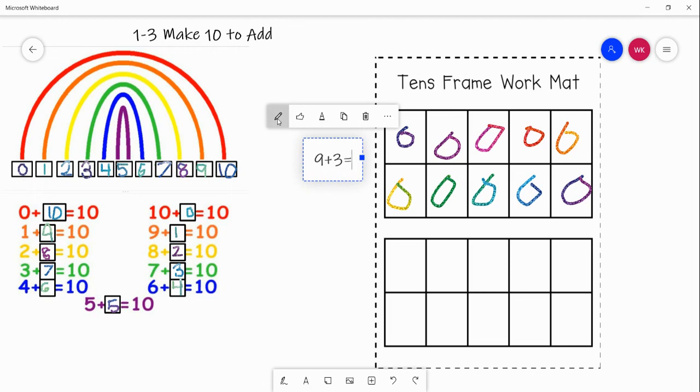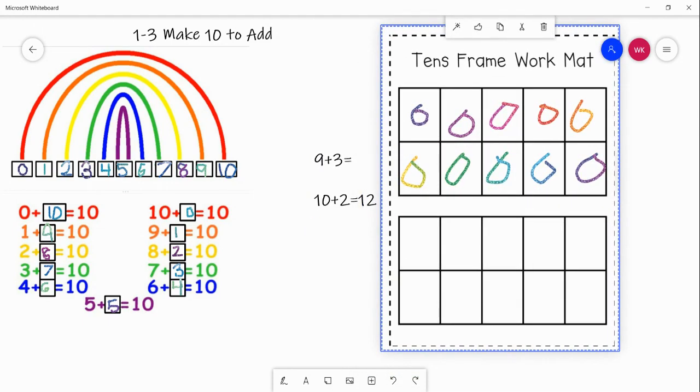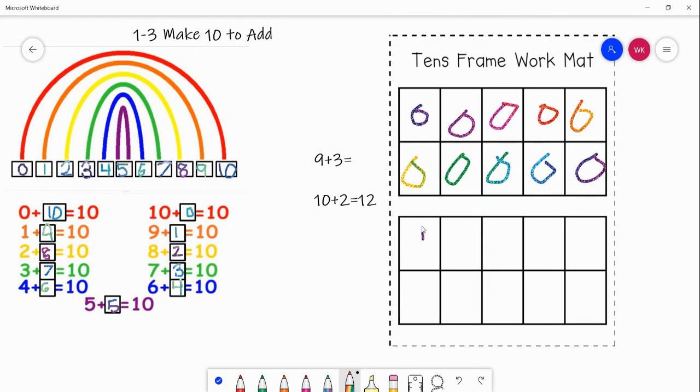So we just took 1 from the 3 to get 10. So now we have 10 plus how many more, right? So if we have 3 and you take 1 from the 3, you have 2, right? So we have 10 plus 2 equals 12. So I'm going to go ahead and put 2 more dots in our tens frame.